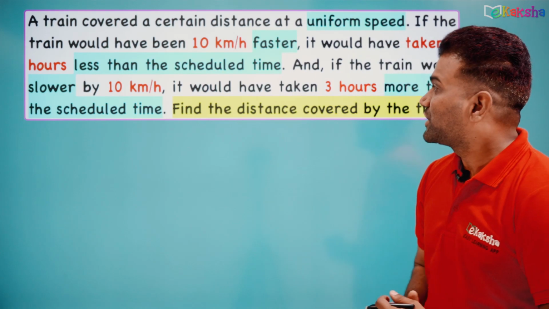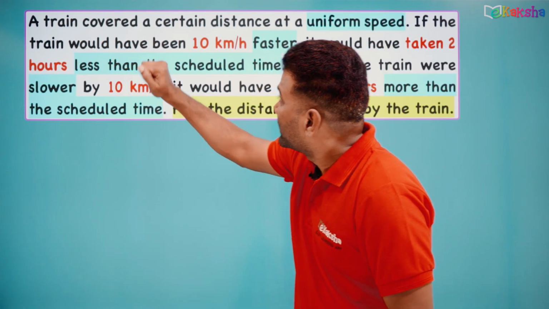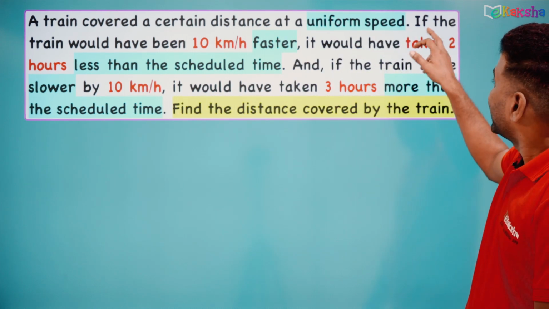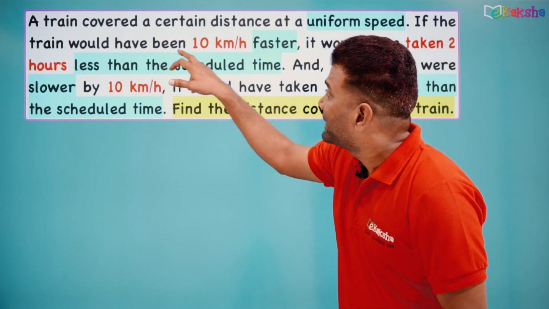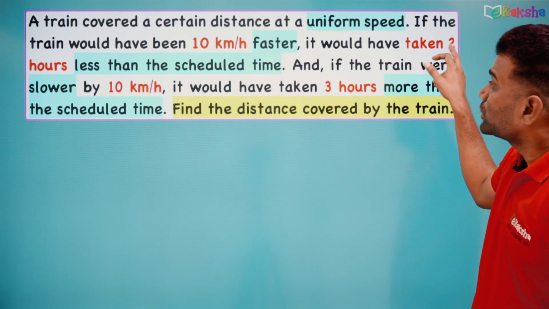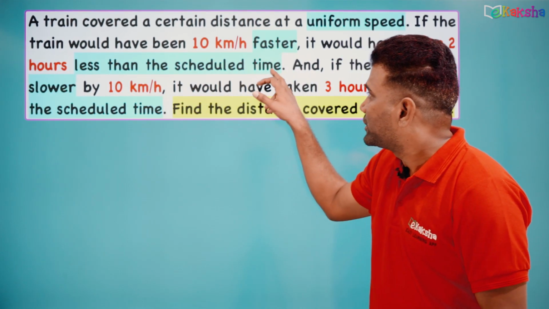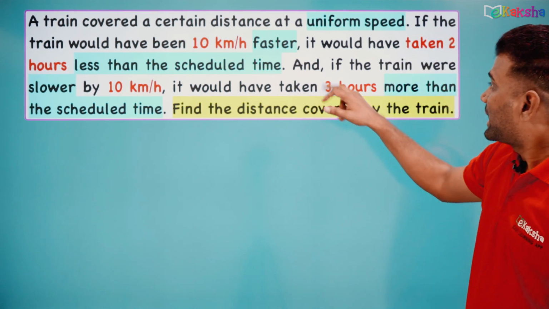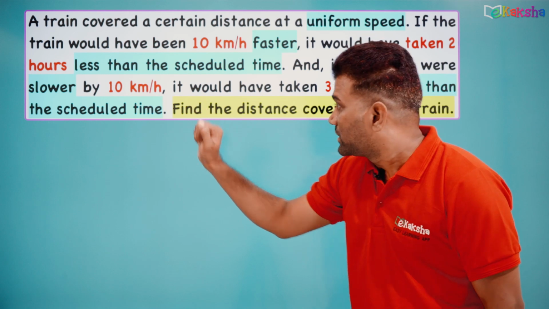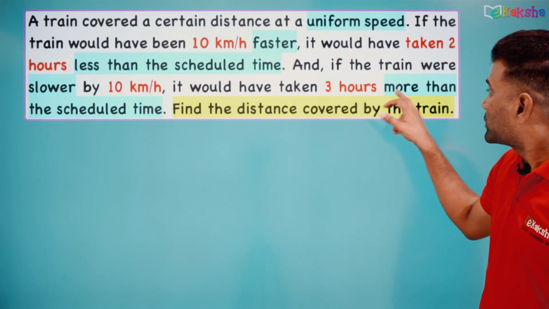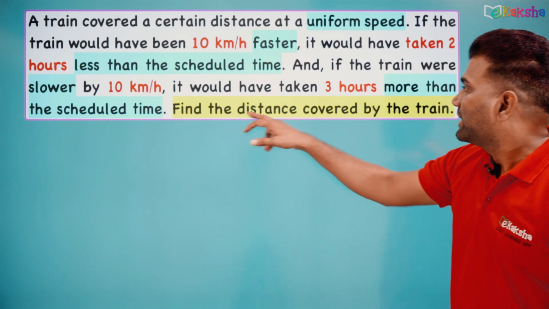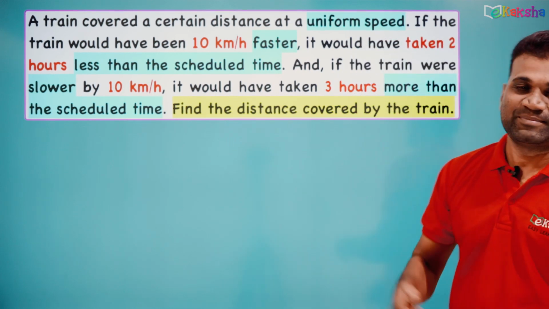The statement of this question is: a train covered a certain distance at a uniform speed. If the train would have been 10 km per hour faster, it would have taken 2 hours less than the scheduled time. And if the train were slower by 10 km per hour, it would have taken 3 hours more than the scheduled time. Then find the distance covered by the train.